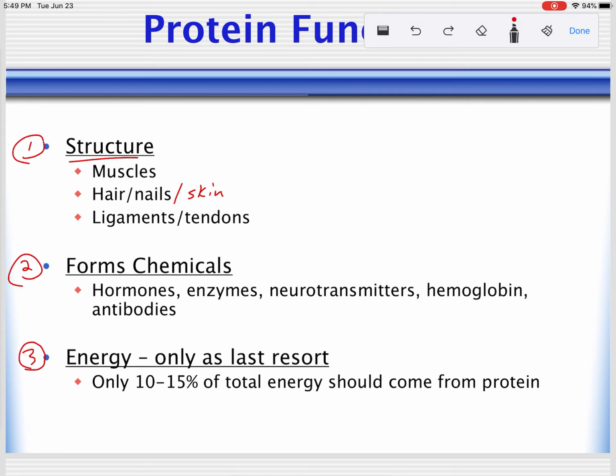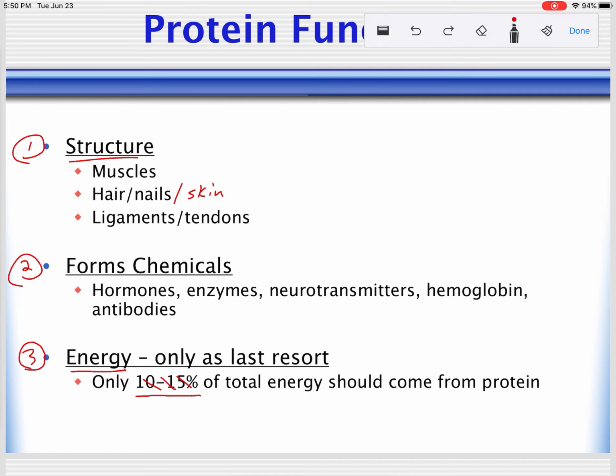And then last, we only burn a small amount of protein for energy. We want to use most of our protein for structure and to help form chemicals. Typically, only 10 to 15% of all of the energy to our cells comes from protein. What that means is between 85 and 90% of all of our energy is coming from carbs and fats. Only a small amount from protein.